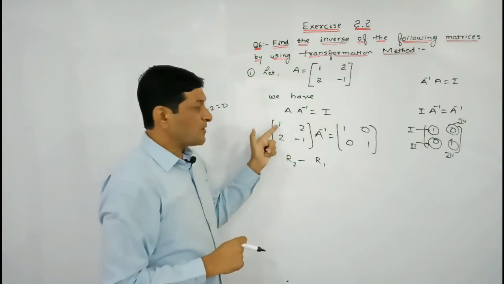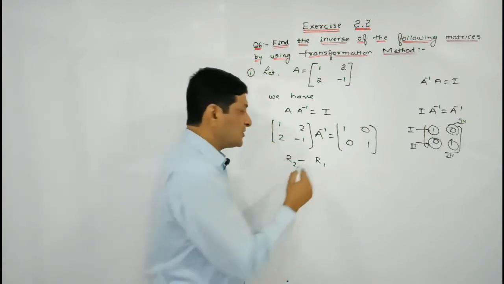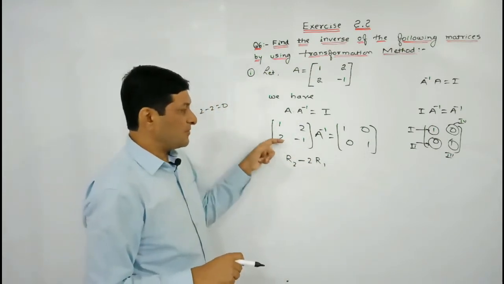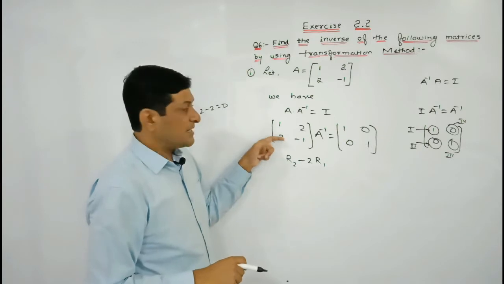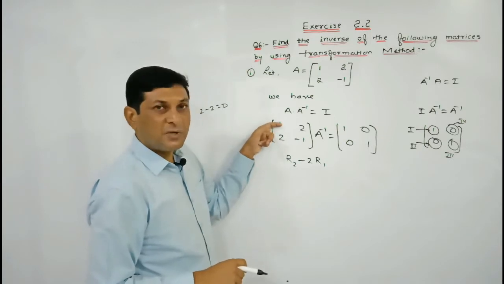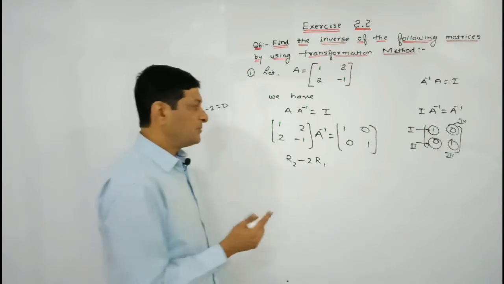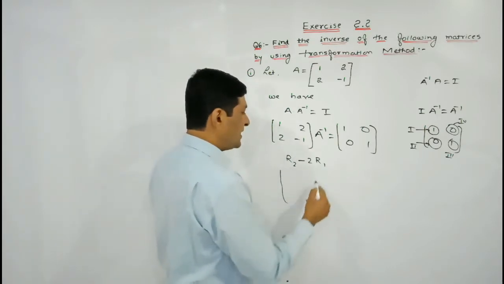subtract 2. तो यहाँ पे कौन सा element है, 1. 1 को अगर 2 से multiply करेंगे, so we will get 2, means R2 minus 2R1. So R2 is what, 2. और यहाँ पे अगर 2 से multiply किया तो what will get, 2. 2 minus 2 will become what, 0. So let us perform this operation on the element of R2.